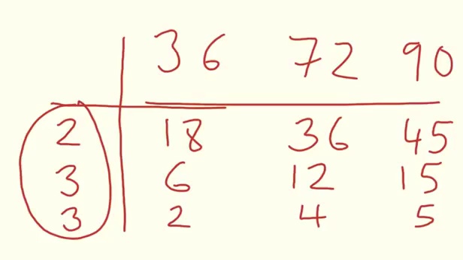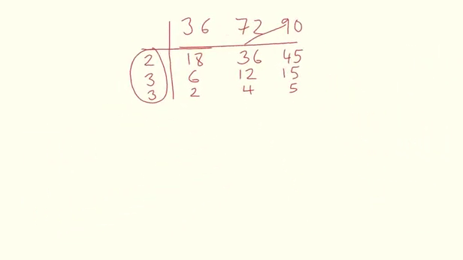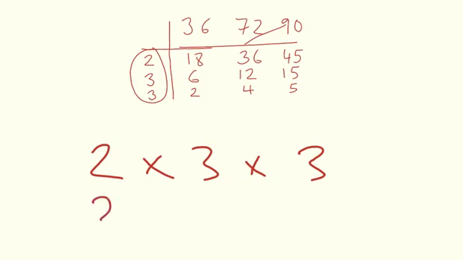So you've got these numbers here. 2 times 3 times 3. So let me just make this a bit smaller. Just put it here. Just watch that carefully. 2 times by 3 times by 3. Or you could do 2 times by 3 to the power of 2, which means 3 times 3. And the answer is 18.